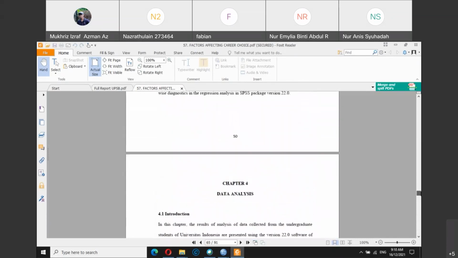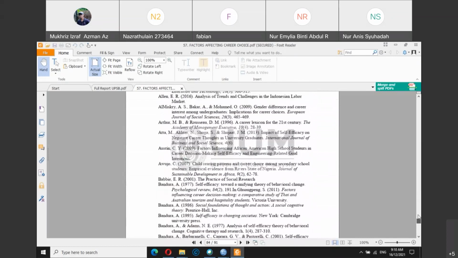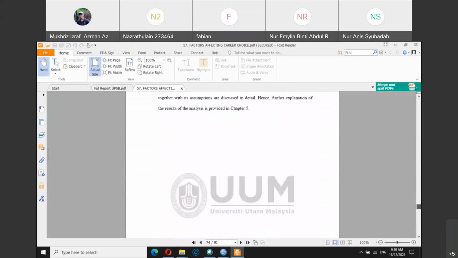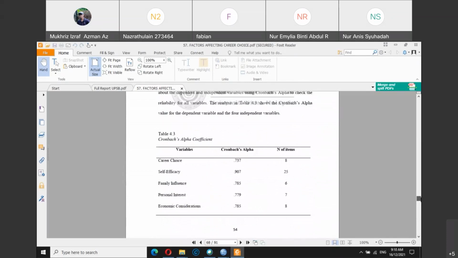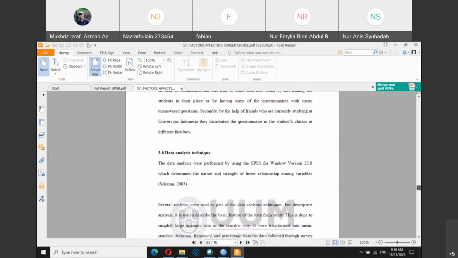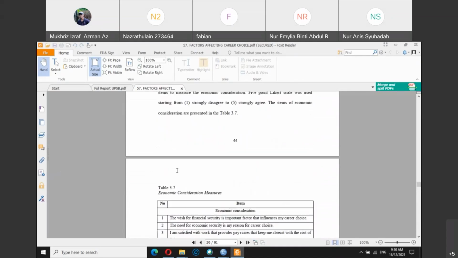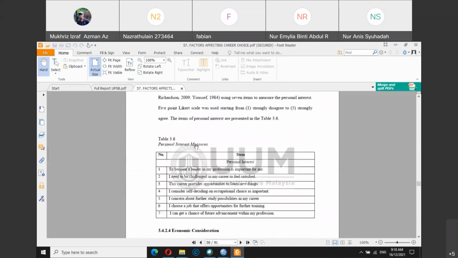section here, in section number 3. Even though it's not given directly in the thesis, you can get the idea of what the questions are in the questionnaire from chapter number 3 just now, when the student mentions what the items are for each of the components. For personal interest, these are the questions. So basically, these are the Likert scale questions that the student used.